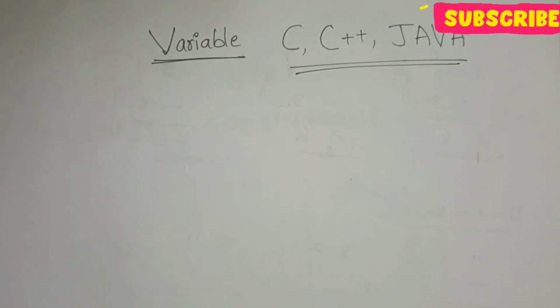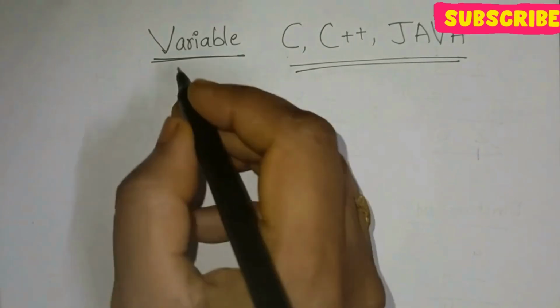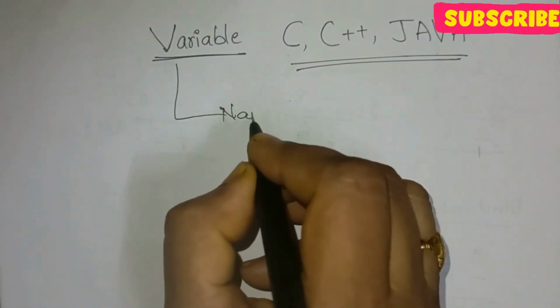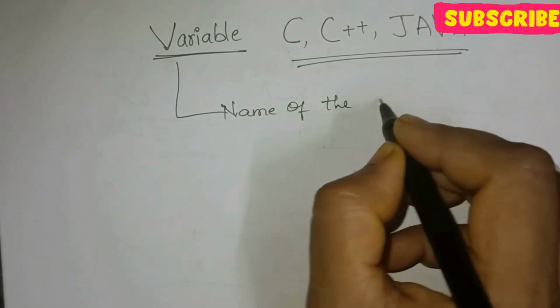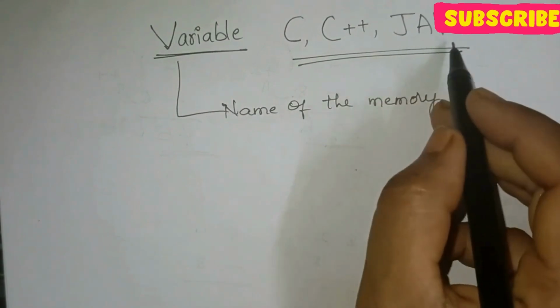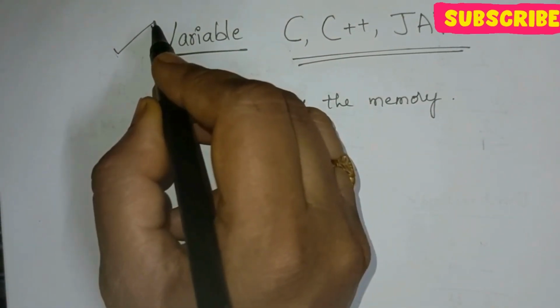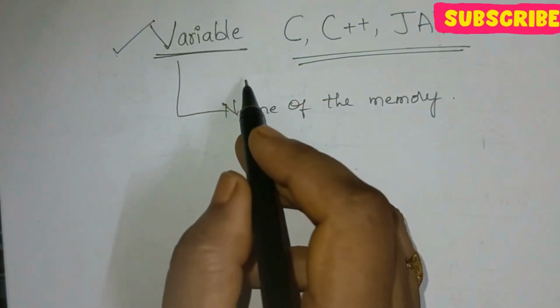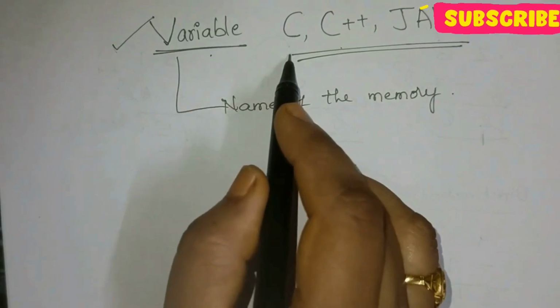So today we'll discuss the variable concept. Variables are the names of memory locations and are used to store some values. In any language, whether C, C++ or Java, the variables concept is the same. And this is the basic concept in programming: to declare a variable to store some values.